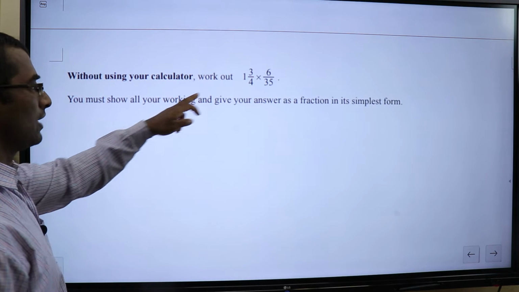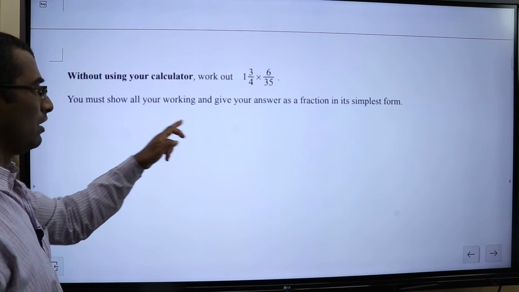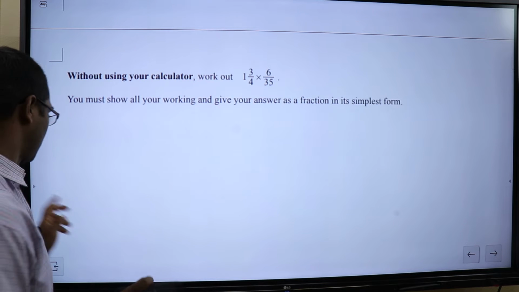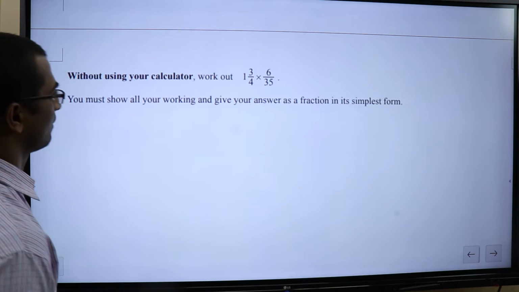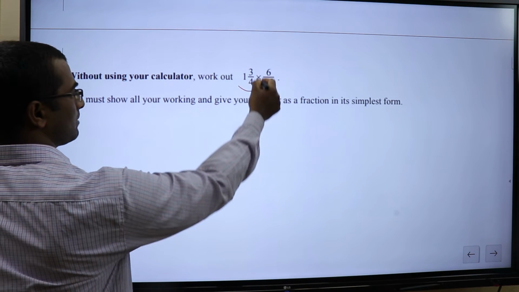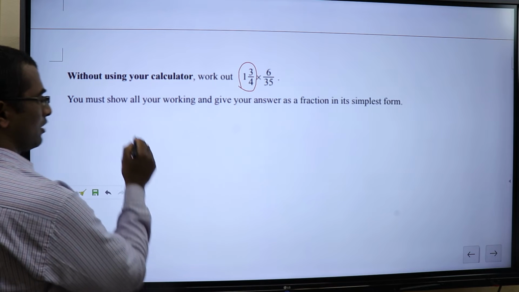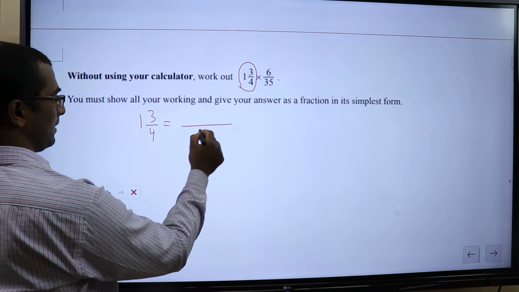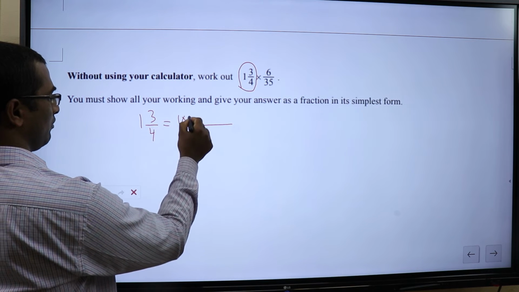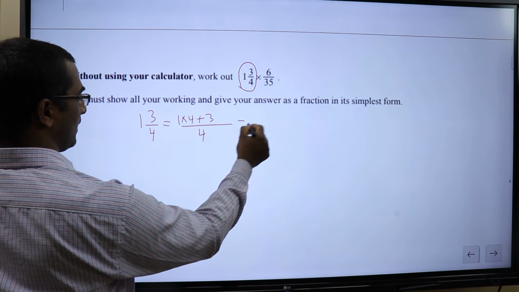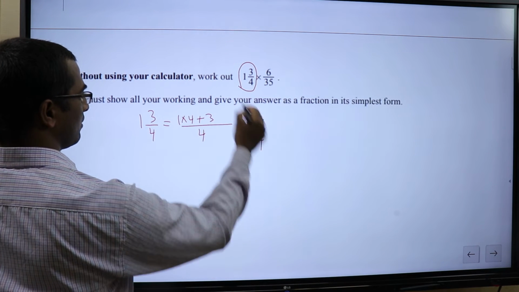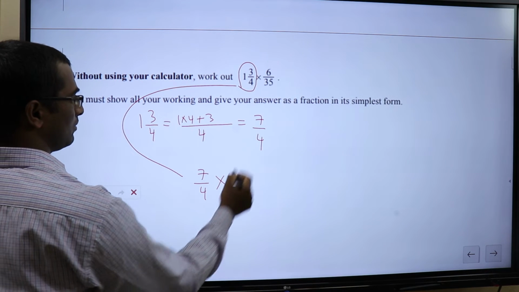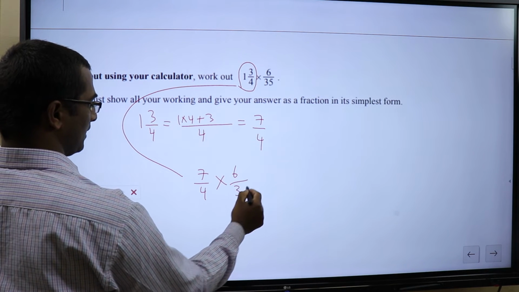Without using your calculator, work out this. You must show all your working and give your answer as a fraction in its simplest form. I should convert this mixed fraction into an improper one. So how much will that become? 1 3/4 is nothing but 4 here and here 1 × 4 + 3. That is 7/4. So this becomes 7/4 × 6/35.